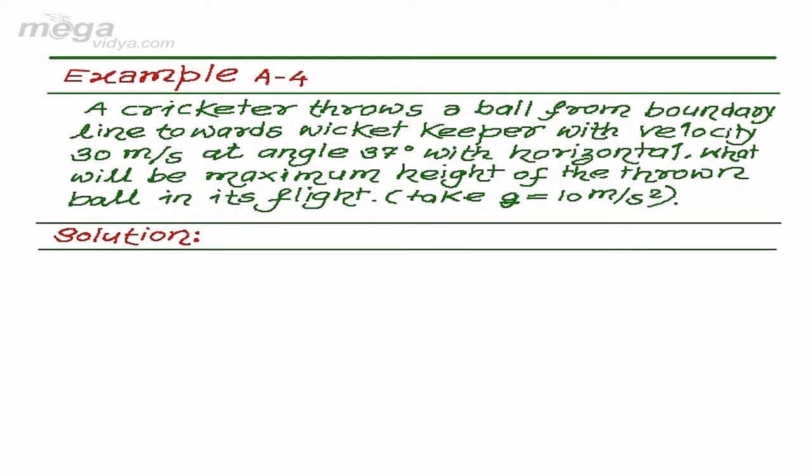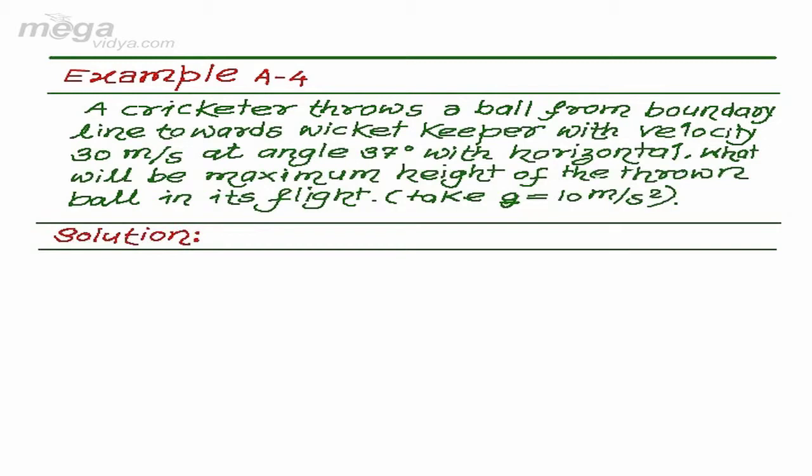We are taking an example A4. A cricketer throws a ball from the boundary line towards the wicketkeeper with velocity 30 meter per second at angle 37 degree with the horizontal. What will be the maximum height of the thrown ball in its flight? Take acceleration due to gravity g to be 10 meter per second square.